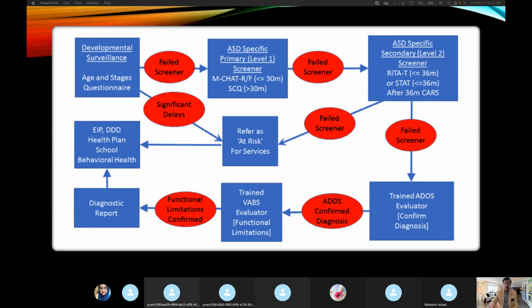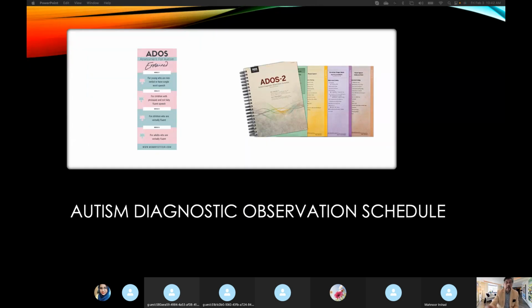But ADOS is the tool which is a diagnostic tool for autism. ADOS stands for Autism Diagnostic Observation Schedule. It's a big booklet. So it's basically a series of booklets that needs to be covered by a trained person, a psychologist preferably, who would be able to administer it and then score it.